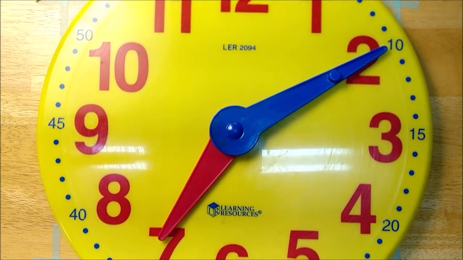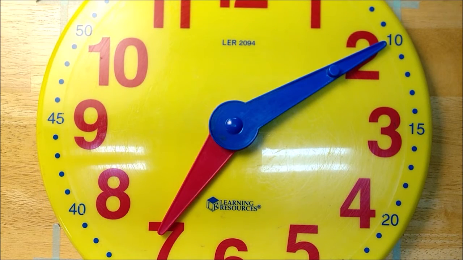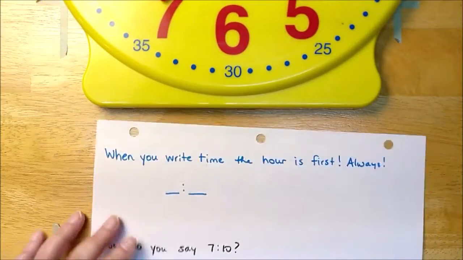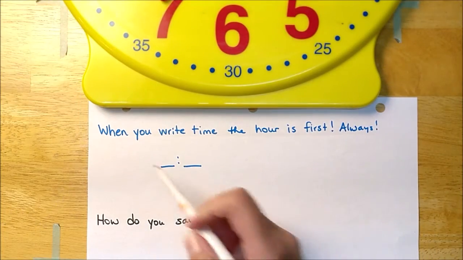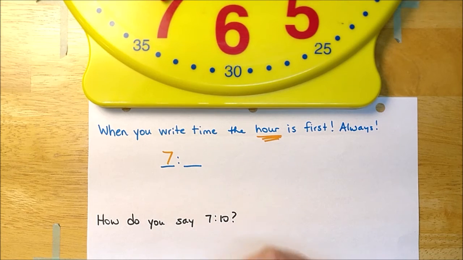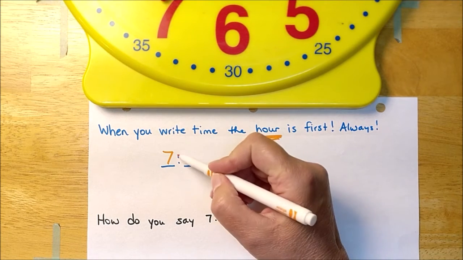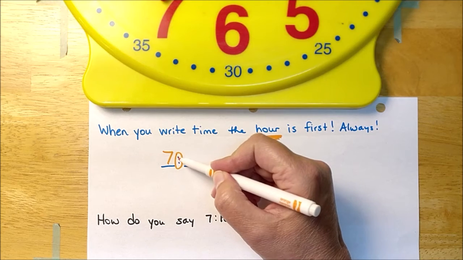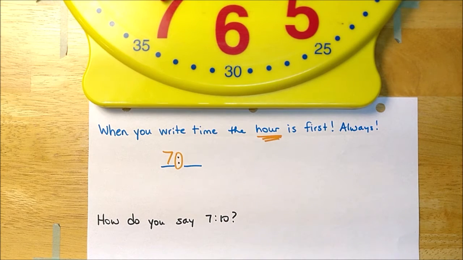So this hour hand is not exactly pointing at this number, but what hour would you say this is? You're right, the hour is 7. So on my paper, when you write time, the hour is always first. So I'm going to put 7. The hour is 7. And then when you write the time, you have to have these 2 dots on top of each other following that.